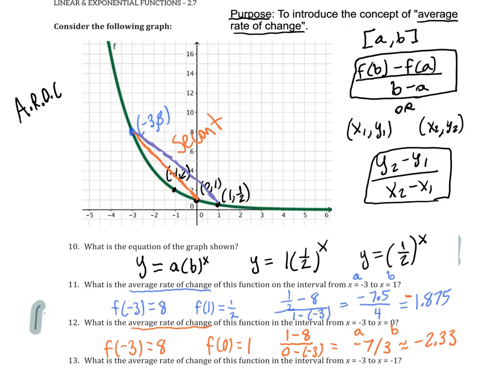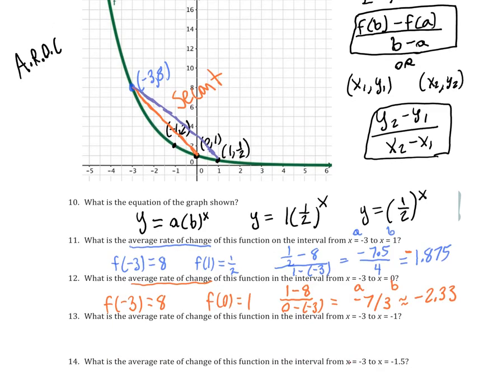Question 13 says, what is the average rate of change on the function from the interval x equals negative 3 to x equals negative 1? So now we're looking at this secant line here, so we can tell it's going to be even steeper. So let's actually use this second formula, the y2 minus y1 over x2 minus x1. So I'm going to write them as points this time. So we have the point negative 3 comma 8 and the point negative 1 comma 2. And I'm just trying to give you variety so that you can decide which way is easier for you. So this would be x1, y1, x2, y2.